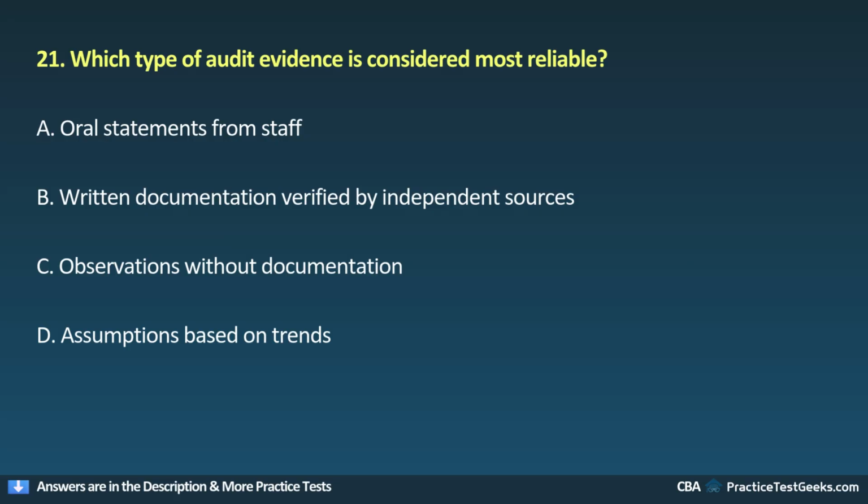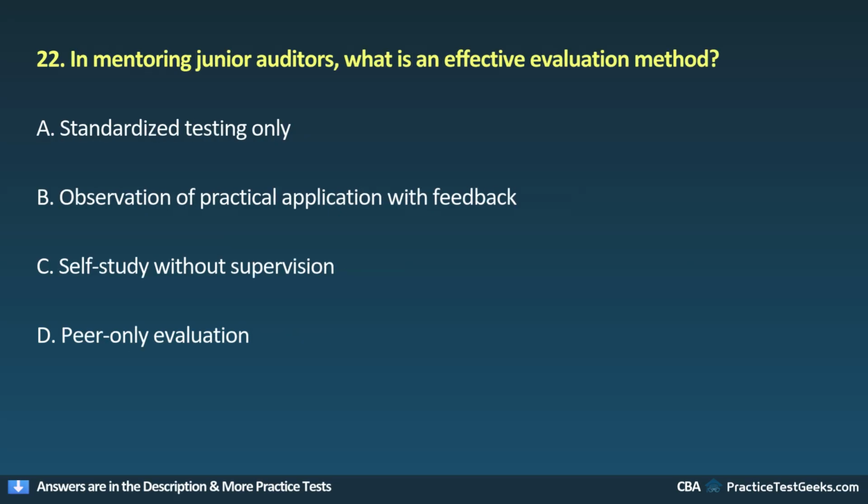A. Oral statements from staff. B. Written documentation verified by independent sources. C. Observations without documentation. D. Assumptions based on trends. 22. In mentoring junior auditors, what is an effective evaluation method?